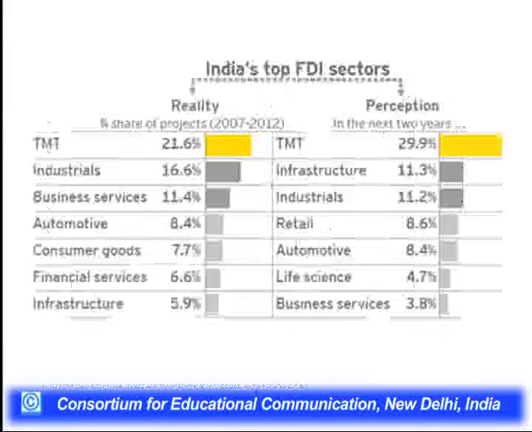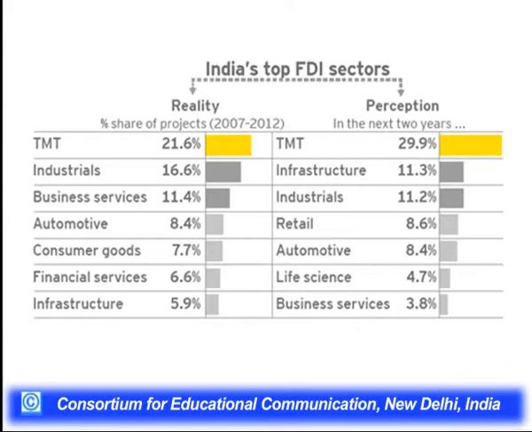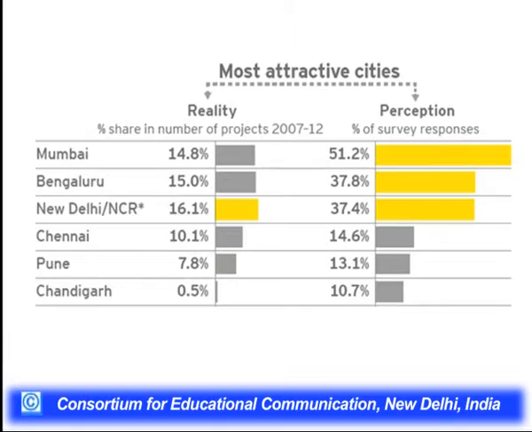You can see here TMT, that is technology, media and telecommunication, industry, business services, automotive, consumer goods. As for the most attractive cities, you can see Mumbai, Bengaluru, New Delhi, Chennai, Pune, Chandigarh. These are all big cities that attracted a lot of FDI.